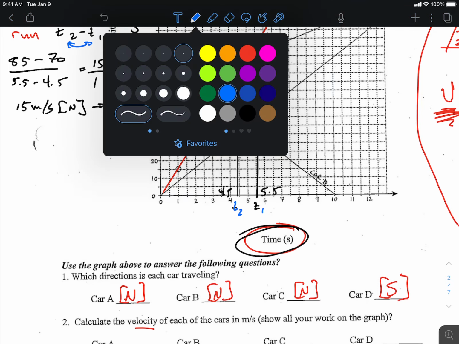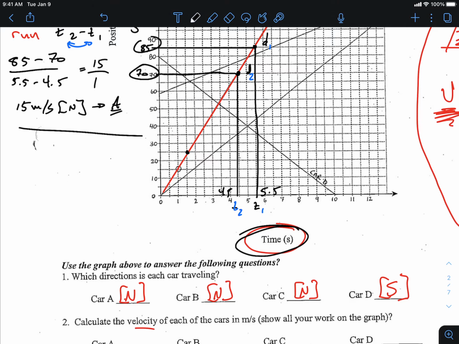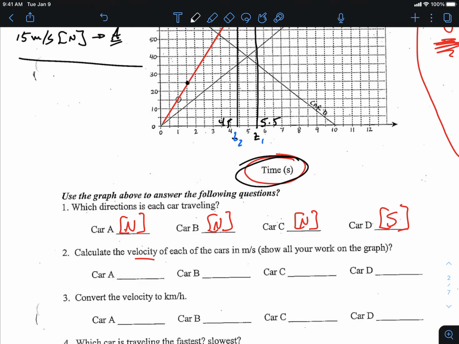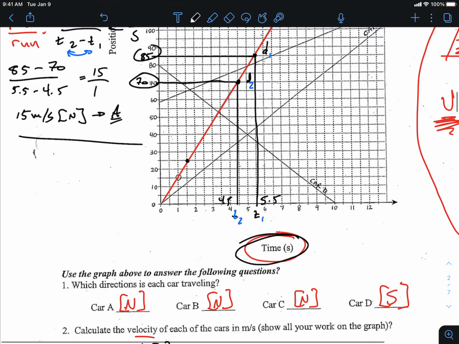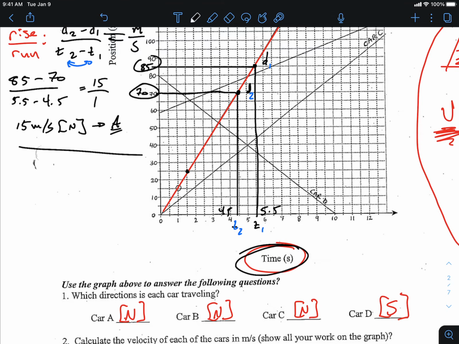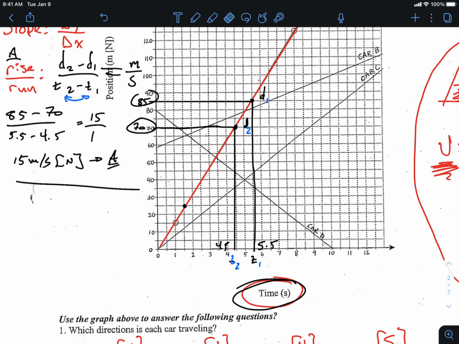I'm just going to give you the answers. We're going to do the exact same work for the other two cars here. So we want to calculate the velocity for car A. We just did. It's 15 meters per second north. You're going to do car B and car C the exact same way. You can find the 2 points on the grid. It doesn't matter which ones you pick.